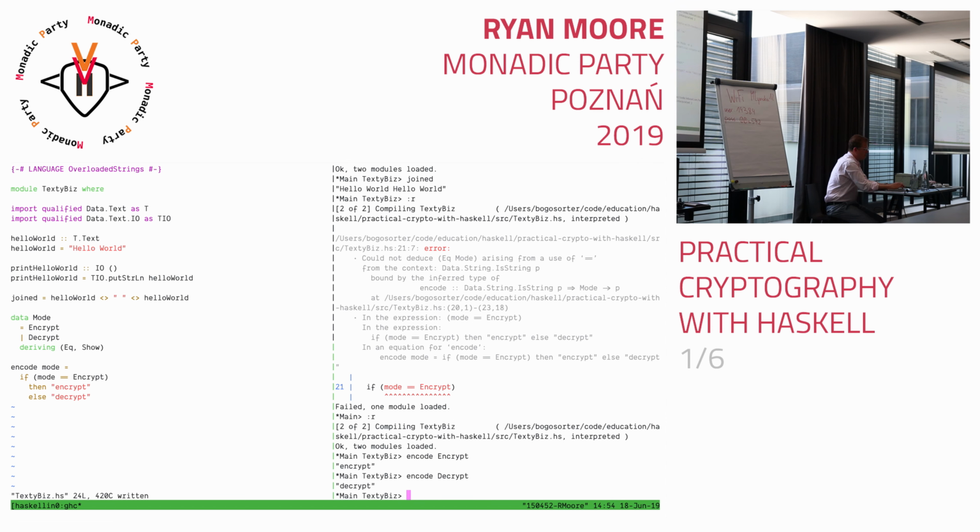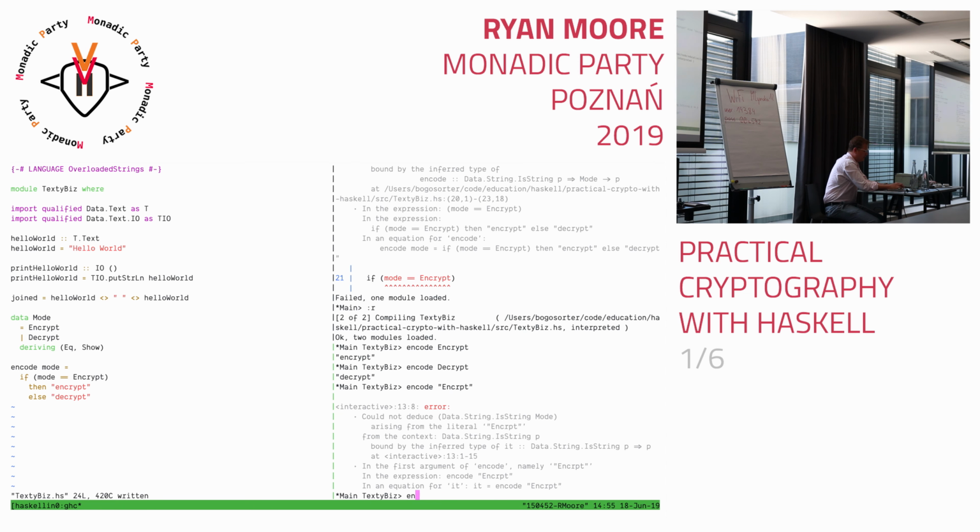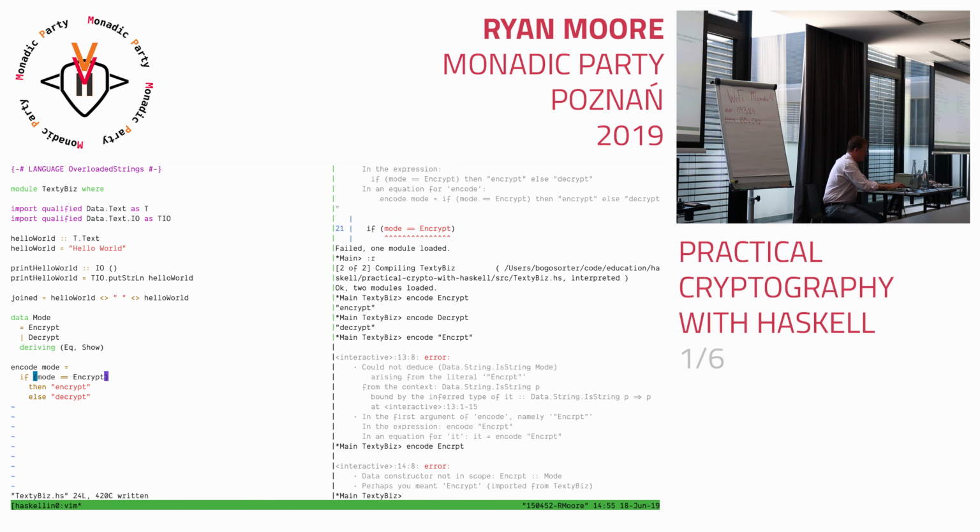Unlike many other programming languages, we can't do something like this and accidentally misspell it. But we can do pattern matching on these values here, which are called the data constructors. That ends up looking like this, where we actually just say, in the case that we pass in Encrypt, we return encrypt.